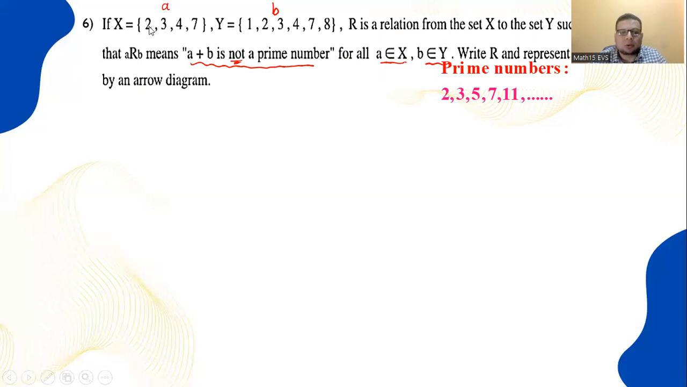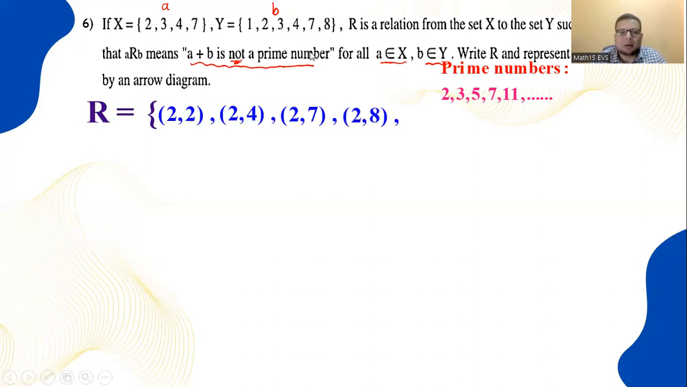So 2 plus 1 is 3, prime. I need not prime. So you will find 2 and 2, it's 4, not prime. You write (2, 2). 2 and 3 is 5, prime, I need not prime. 2 and 4, 6, this is right, so (2, 4). 2 and 7, 9, not prime, right, so (2, 7). 2 and 8, 10, not prime, right.